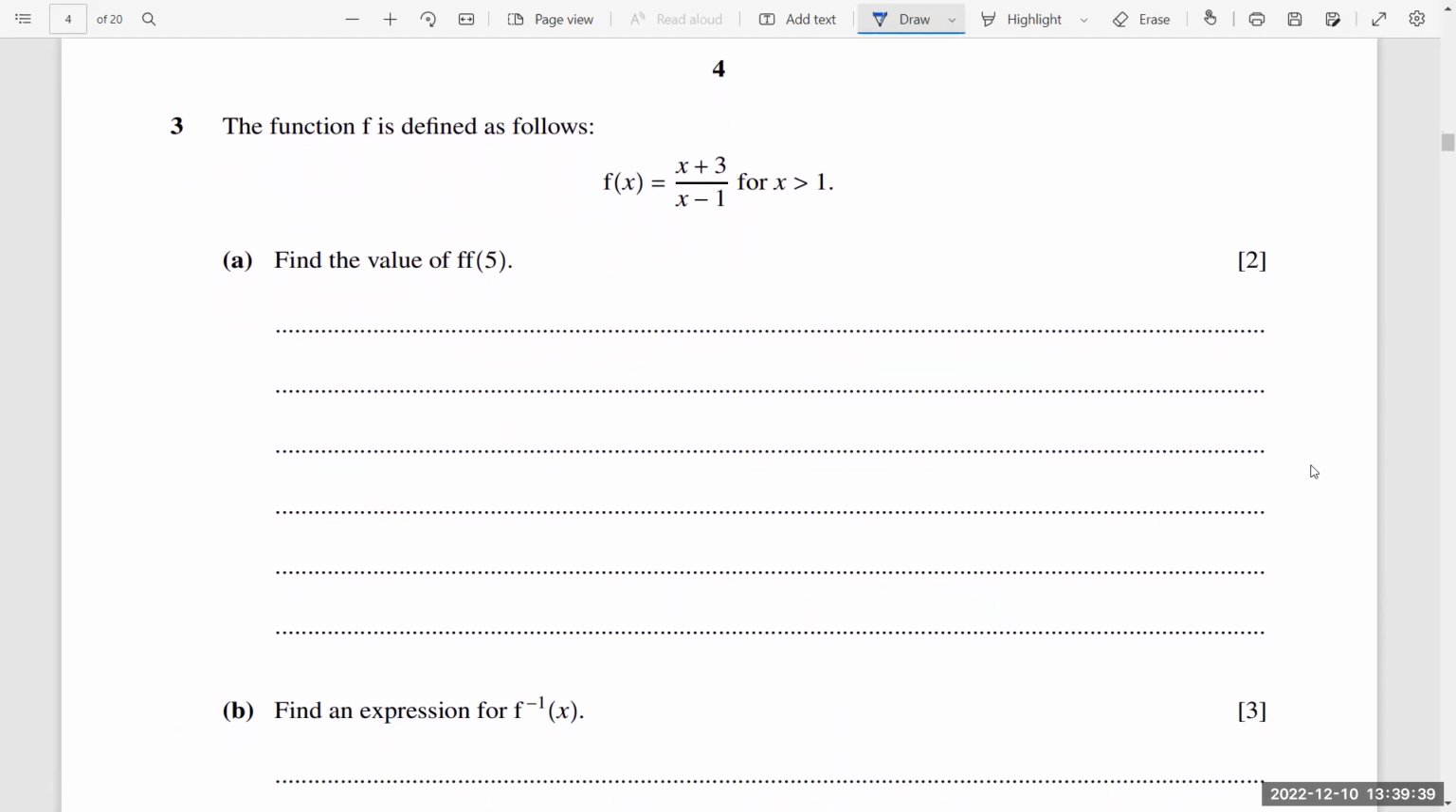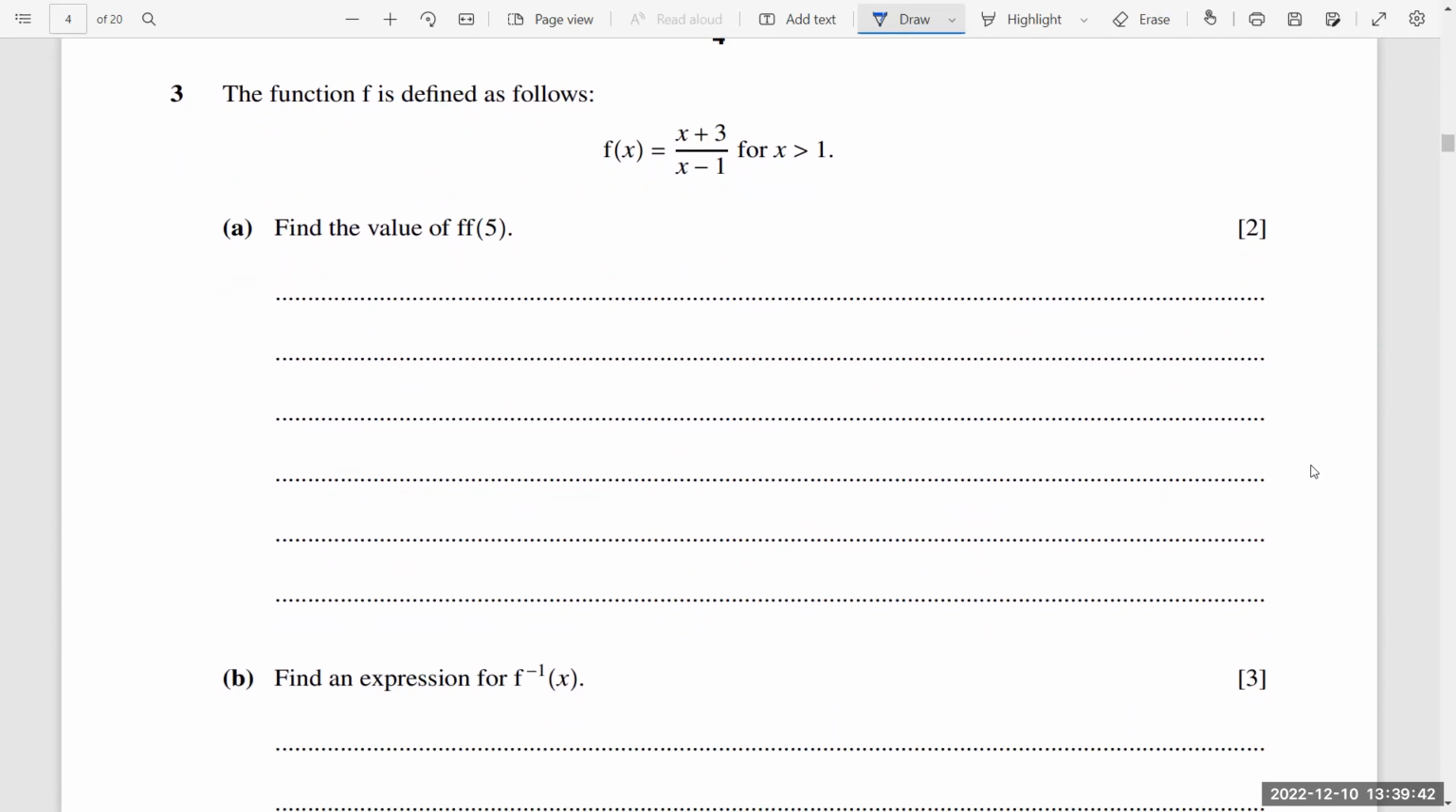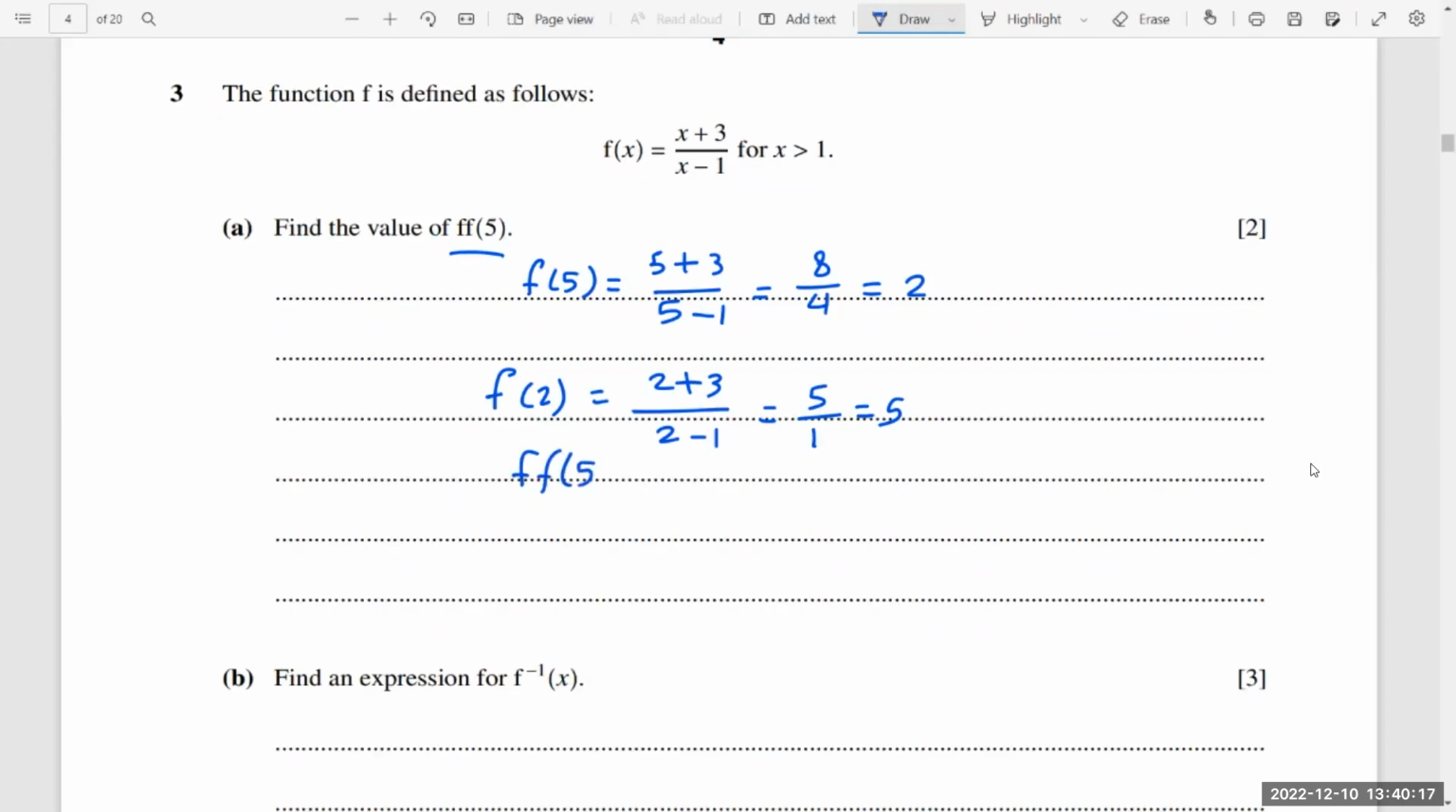The function f is defined as follows: f of x equals x plus 3 over x minus 1 for x bigger than 1. Find the value of f squared of 5. First of all, find f of 5, by writing 5 plus 3 over 5 minus 1. You get 8 over 4, which is 2. And after that, find f of 2. You get 2 plus 3 over 2 minus 1, 5 over 1, which is equal to 5. So f squared of 5 is equal to 5.